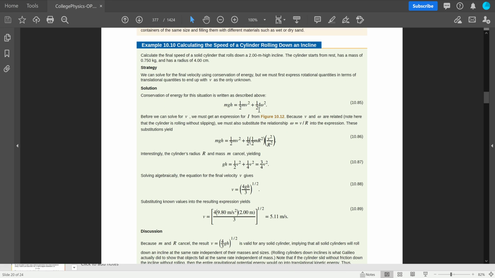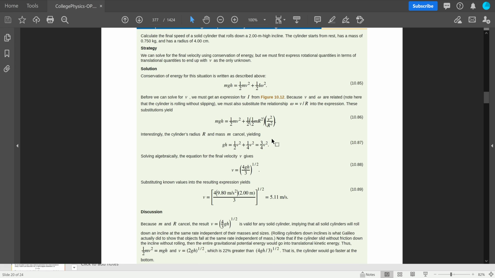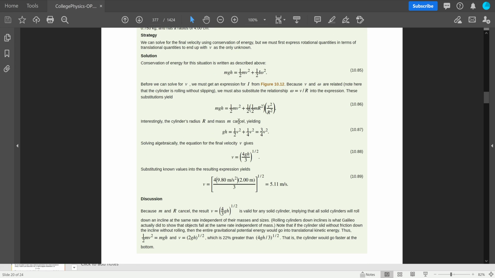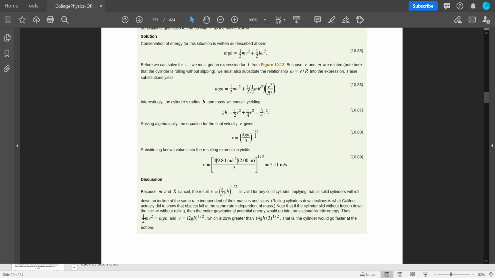So from here to here, all we're doing is finding our I. Our I here for our cylinder is 1/2 mr squared, and our omega is v squared over r squared. Well, if you notice, the cylinder's radius and the mass cancel. So mass cancels here, and the r squared cancels. So we are left with gh is equal to 1/2 v squared from here, plus we have our 1/4 v squared left, and our m canceled, r squared canceled. So this just equals 3/4 v squared. And that's exactly what we're looking for, our velocity. So everything else kind of cancels out conveniently.